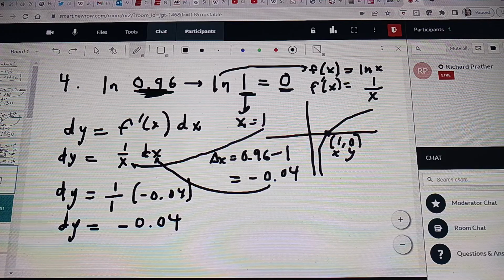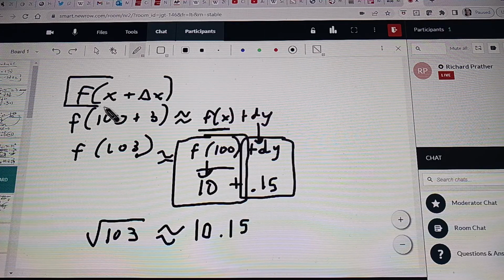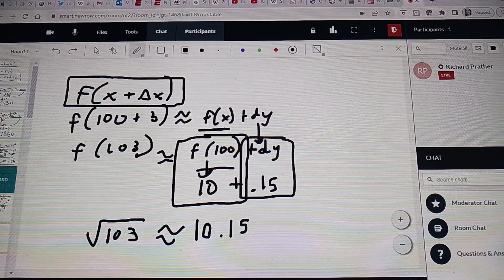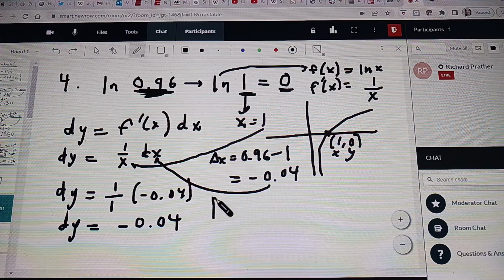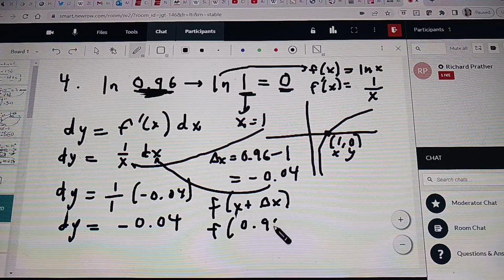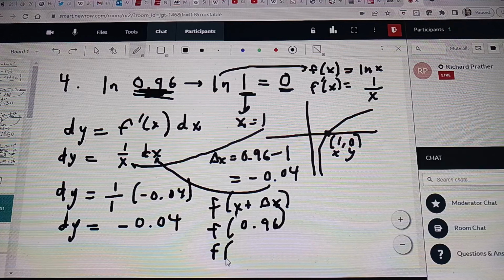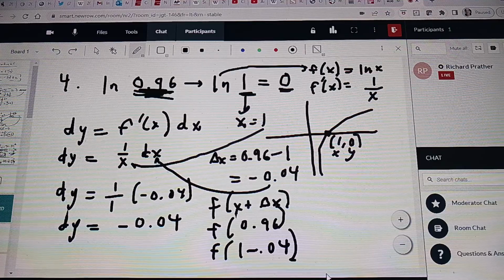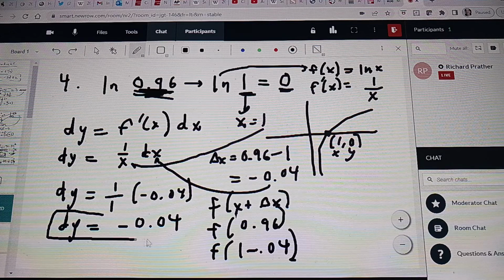But then, this is the key to finishing these problems. The f of x plus your little bit of change, f of x plus a little bit of change in x. I'm trying to get f of 0.96 is what I'm really trying to do. I want to do 0.96. Well, we can think of 0.96 as 1 minus 0.04. 1 minus 0.04 is 0.96. And that's this dy here, the minus 0.04.